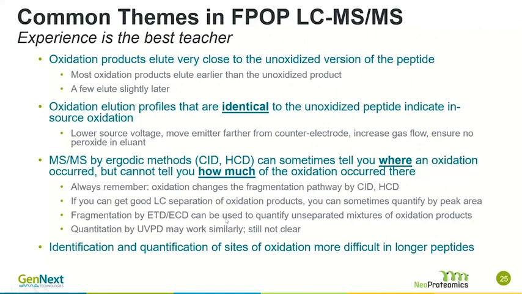Fragmentation by ETD or ECD can be used to quantify unseparated mixtures of oxidation products, but that's a very complex topic. And UVPD may or may not work similarly to ETD. That's still not clear. And then finally, the longer your peptide, the harder it is to correctly identify and quantify sites of oxidation. So try to make sure that you choose a protease that's going to digest your protein into the sizes of peptides that are going to be most useful.